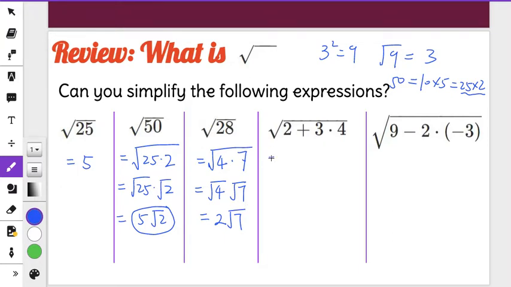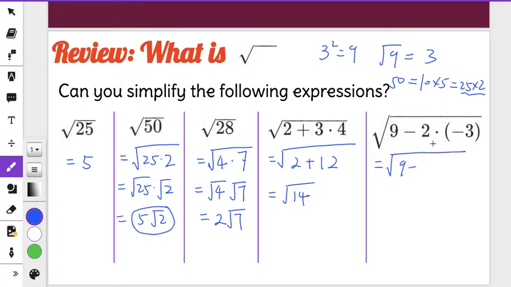So let's move on. Next, this one is a little bit different. I'm going to do the calculation inside: 3 times 4 is 12, so it's 14. Some students might wonder, can I simplify more on this? No, because this is already simplified. No factor of 14 is a perfect square number, so we are going to leave it as it is.